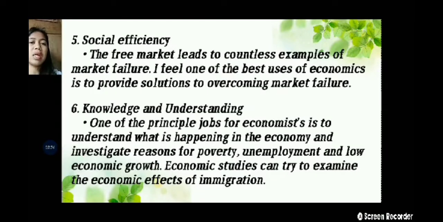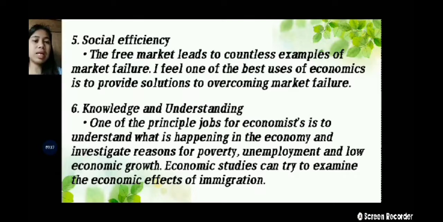Social efficiency. The free market leads to countless examples of market failure. I feel one of the best uses of economics is to provide solutions to overcoming market failure. If there is overconsumption, an economist can suggest a tax on driving into towns to internalize the externality. Of course, new taxes are not popular, but it might provide a better solution for society. For example, driving into the center of town creates negative externalities such as pollution and congestion.